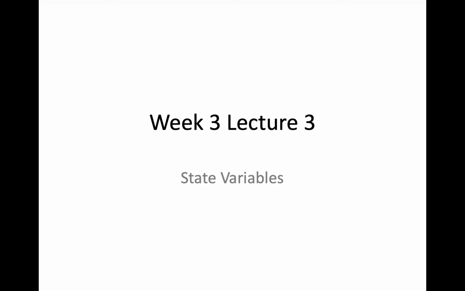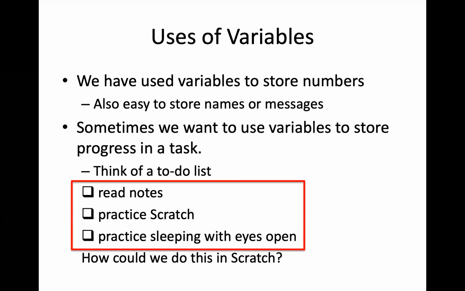So let's talk about what you use variables for when you write computer programs. We've already used variables to store numbers, for example, a counter from 1 to 10 or something like that. It's also easy to store things like somebody's name in a variable. And state variables are a little bit different in the sense that state variables are special variables that you create in a program to keep track of things in your program or things in the world.